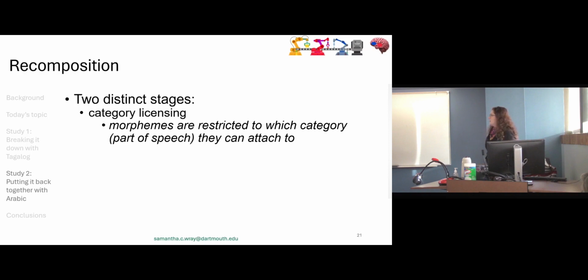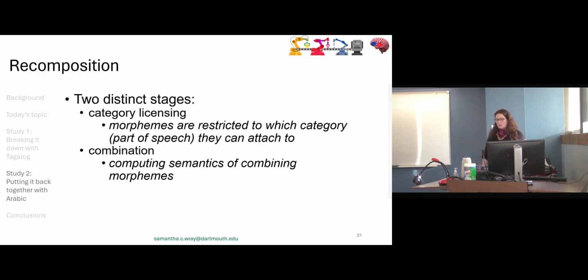Let's move down the pipeline. So now we've broken words down, we have to put them back together. This results in two different stages, and these are localized to two different brain areas and two different time windows, and I'll show you that in a moment. The first stage of this is category licensing. That's making sure that the stem and its affix have compatible part of speech goals. The second part is computing the semantics of these combined morphemes. So let's take a look at this first part first.